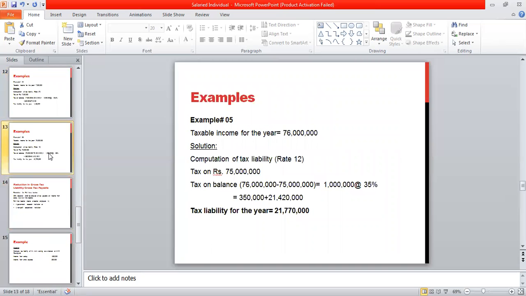Here, 76 million minus 75 million, 1 million. We calculate 35% on 1 million. The answer is 3,50,000, and 21,420,000 is compulsory with 75 million. So we have our tax liability, which is 21,770,000. So these are some of the examples. You can easily calculate tax liability if you have these rates.